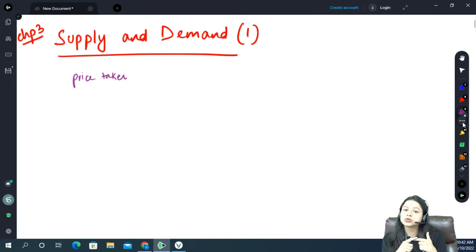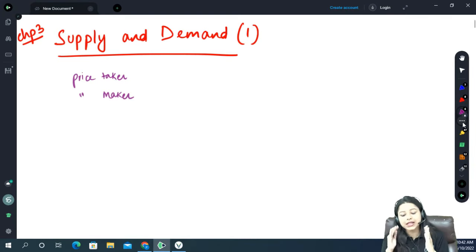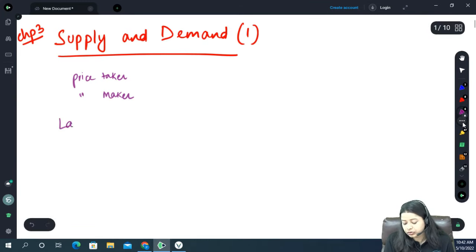There is someone who is known as a price maker. So someone who can influence the price at which the goods or services are being sold in the market. And we'll be studying the differences between these two in the later classes, when we study different forms of market, right?